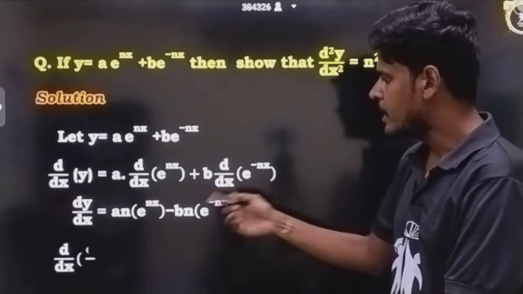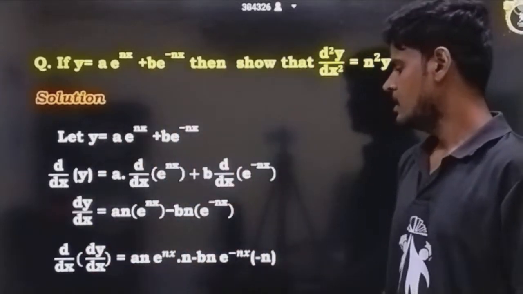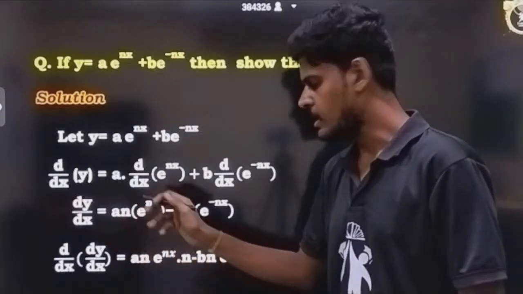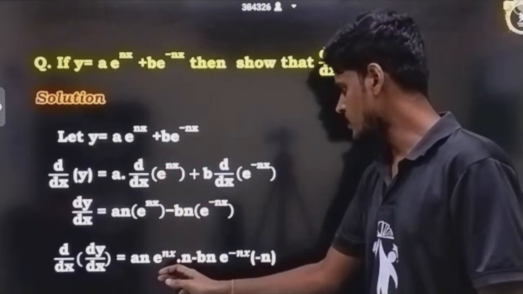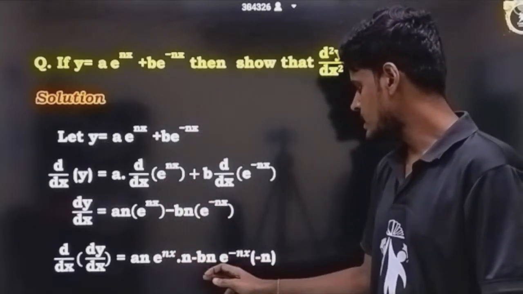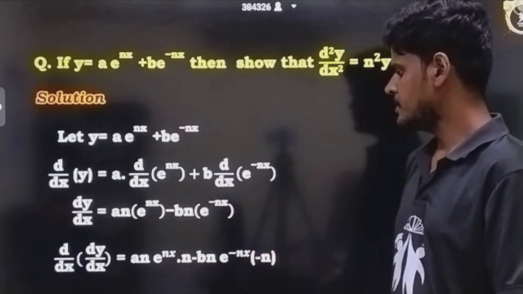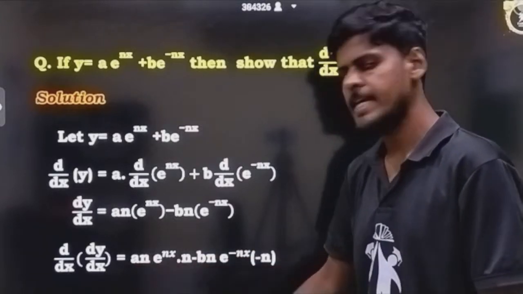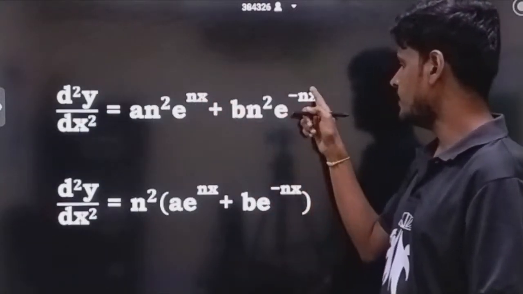Now again we have to differentiate this, dy by dx of dy by dx, that is d square y by dx square. So which will be equal to a n into differentiate e power nx. n is constant, so we will keep it as it is. Differentiation of e power nx is e power nx into n, minus b n, n is constant, into e power minus nx into minus n. Again simplify this. Minus bn into minus n will be plus bn square, here plus an square. So an square into e power nx plus bn square into e power minus nx.